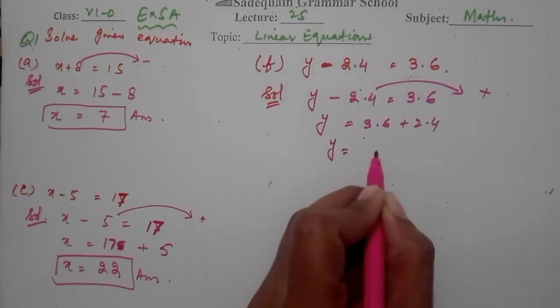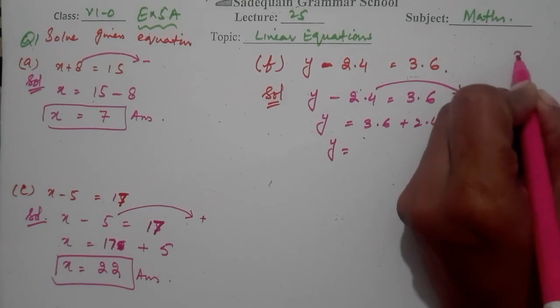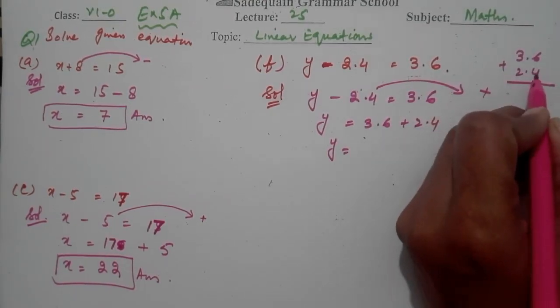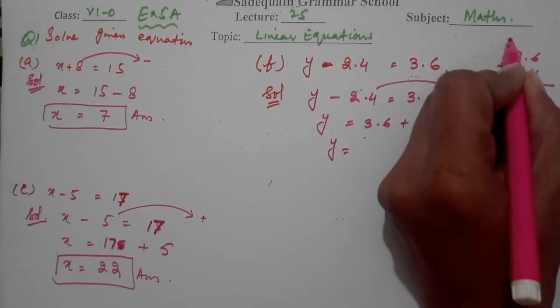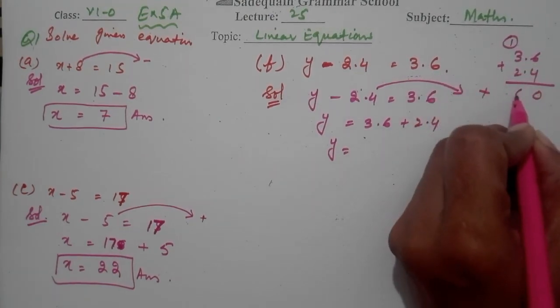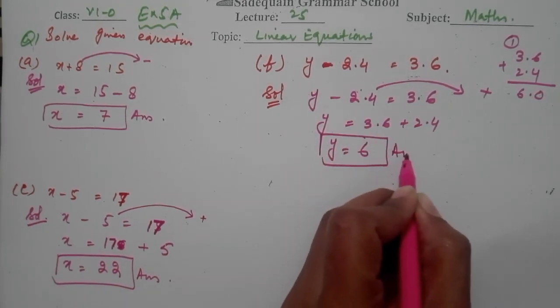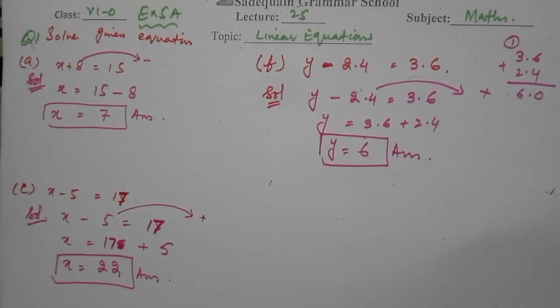Now we have to find the solution value for y. So 3.6 plus 2.4, decimal comes under the decimal. 6 plus 4, it will be 10. Now here 3 plus 1, 4 plus 2, 6. So y is equal to what? y is equal to 6. So this is the solution value for this question.